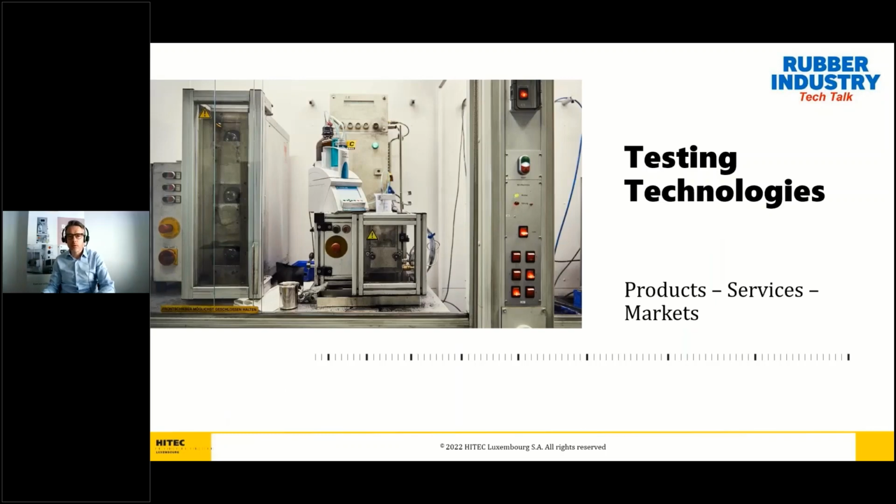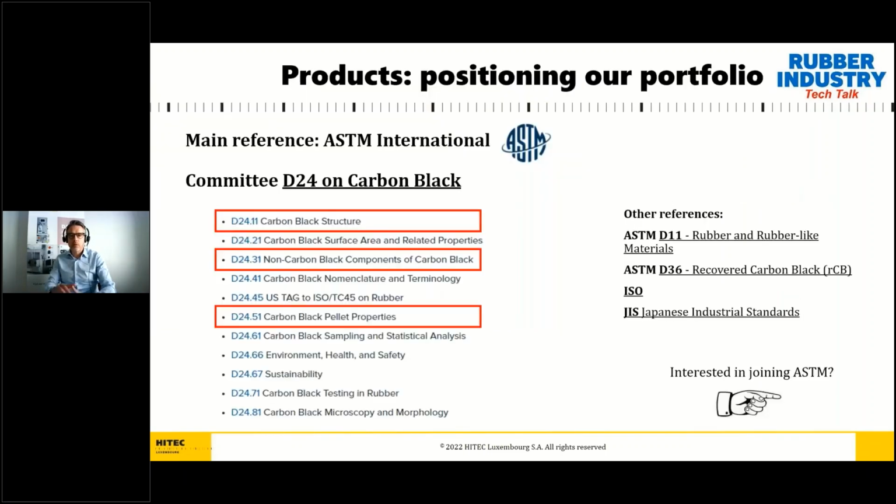Let's now start to talk in detail about our products and their application. I would like to note that each of our instruments operates following the principle of one or more ASTM standard test methods. So this is our main reference. The same equipment can also be compatible with the respective test methods published by other normalization bodies, such as ISO or the Japanese Industrial Standard.